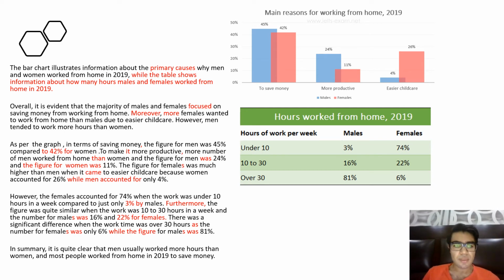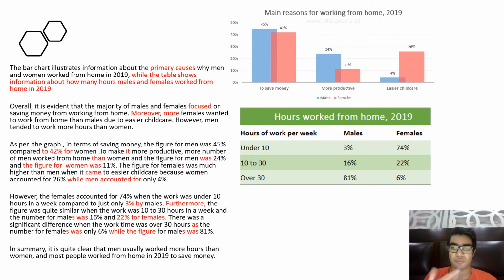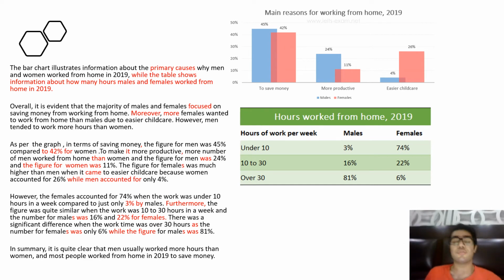Okay. So overall, it is evident that the majority of males and females focused on saving money from working from home, but I'm using past tense. Moreover, you should use words such as moreover, furthermore, similarly, likewise, in addition, additionally. You should use these words because they allow you to get a higher band score. So moreover, more females wanted to work from home than males due to easier childcare. However, men tended to work more hours than women.